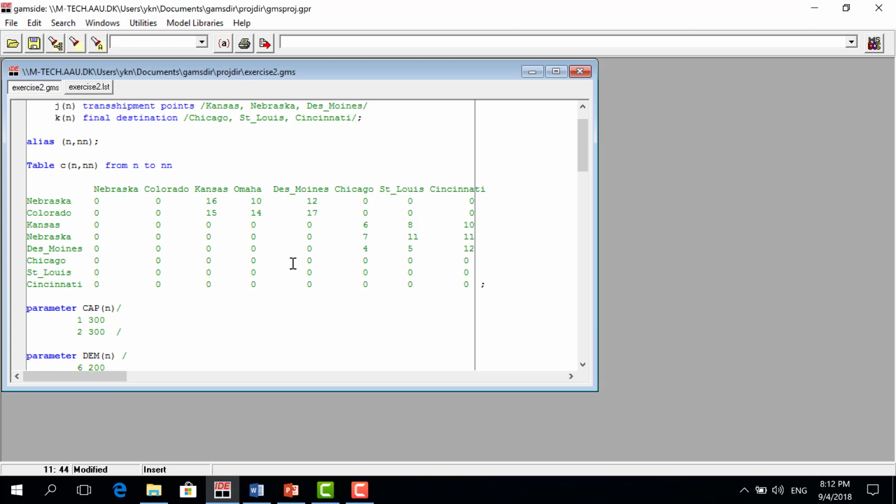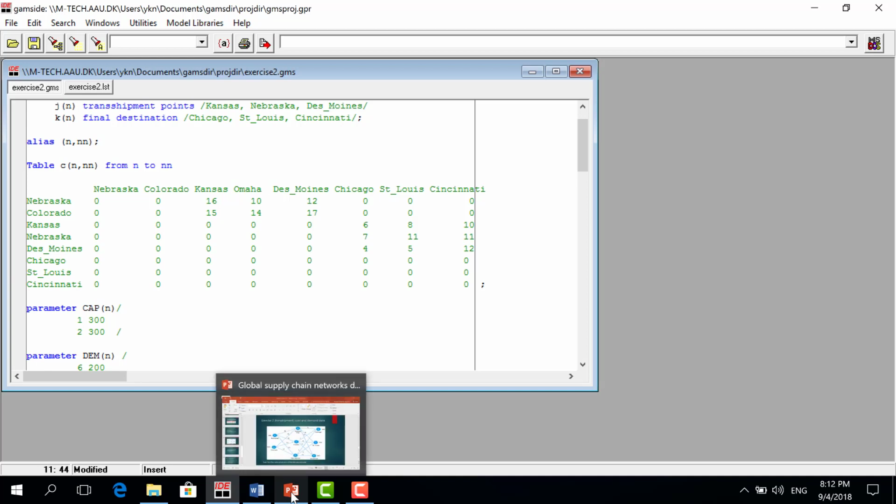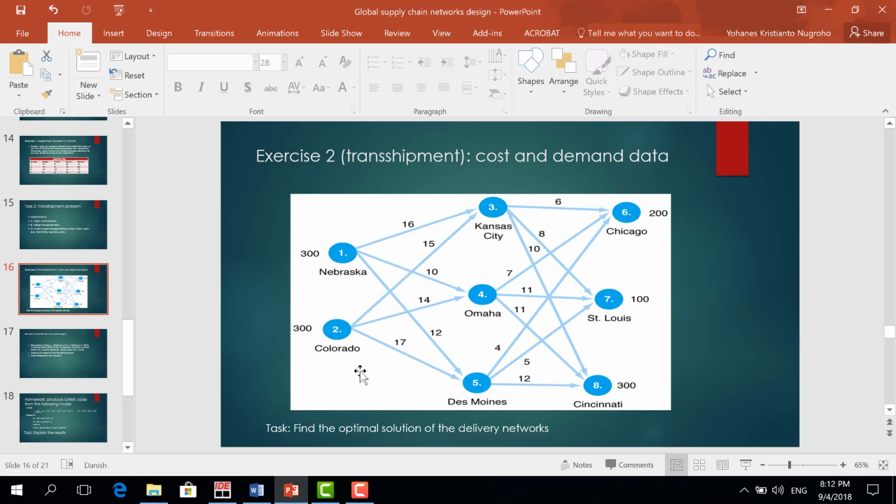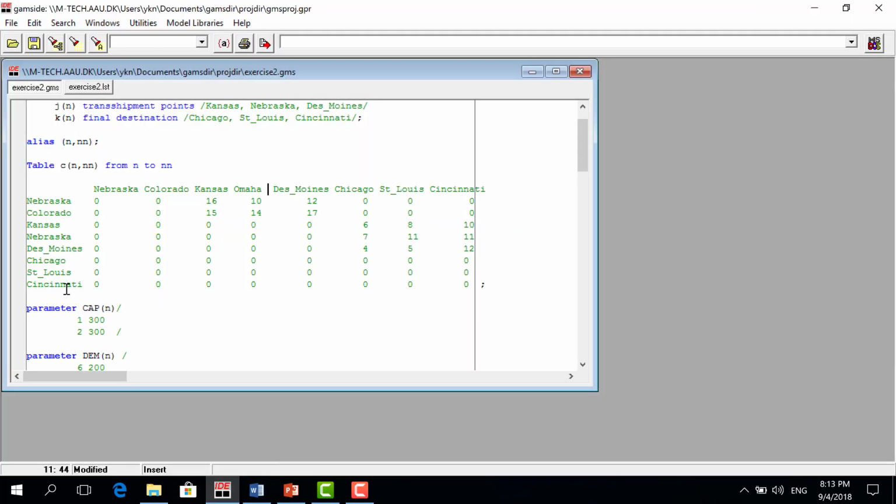And how to read this table is that, for instance, from this column to this row, for example, Kansas to Chicago, it takes 6 US dollars per unit. Let's check. Kansas to Chicago. Yes, exactly, it's 6. Cincinnati to Colorado, because there are no flows from Cincinnati to Colorado, that's why we set it as 0 here.